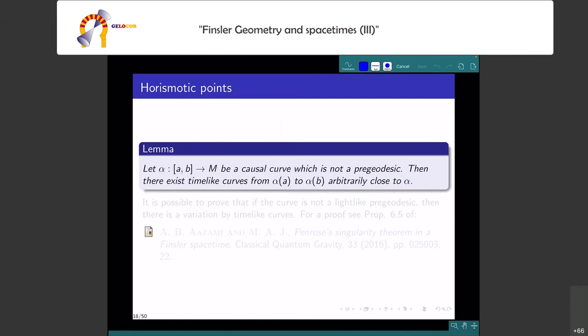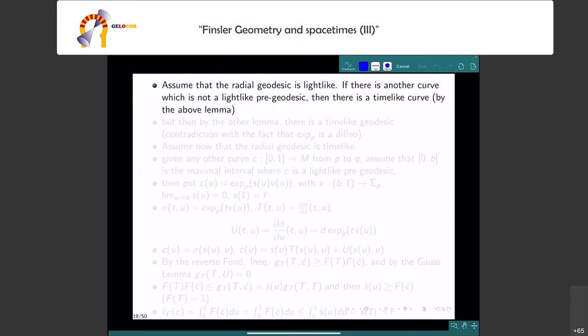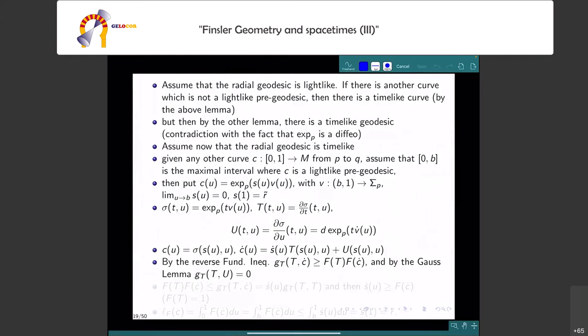For example, if you have a causal curve which is not a geodesic, then it can be approximated by time-like curves from alpha of A to alpha of the endpoint, arbitrarily close to alpha. You can find a proof of this in the paper with Amir Azami. And then the proof follows the same lines as the classical one. Basically, you have to use the reverse fundamental inequality and the Gauss lemma. These are the two main ingredients of the proof, which hold for Finsler spacetimes.